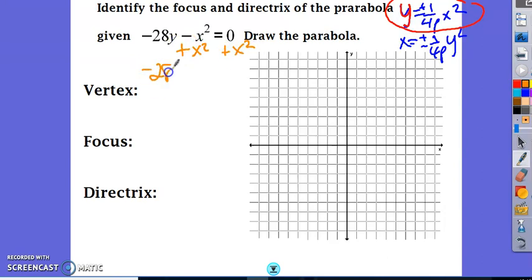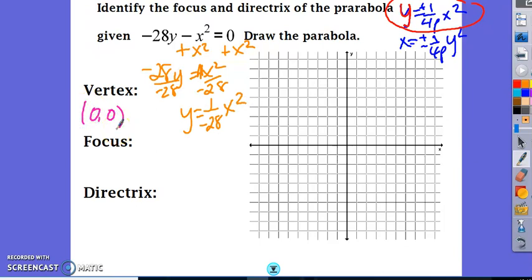I get negative 28y equals x squared. Then to get y by itself, you'll have to divide by negative 28 on both sides. And I want to write it as 1 over 4p. So this, remember, has an implied coefficient of 1. So 1 over negative 28 x squared. So this parabola has a vertex of (0, 0) again. There's no h or k value with the y or with the x, so the vertex is (0, 0).